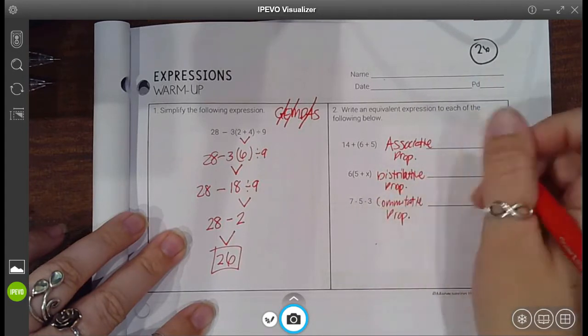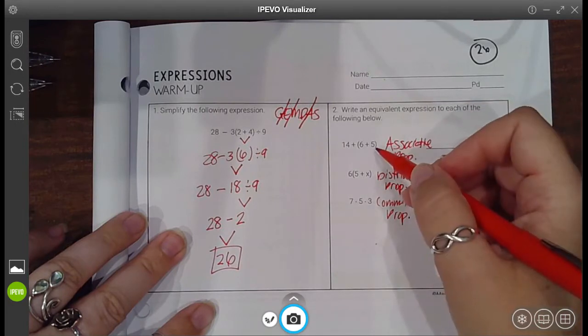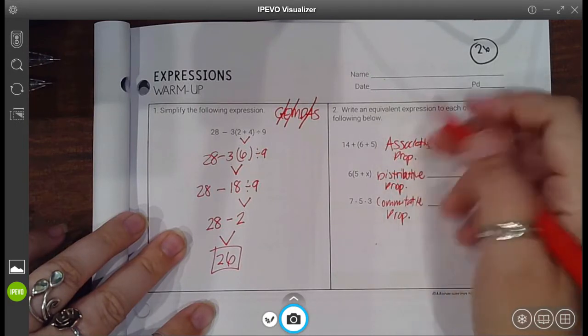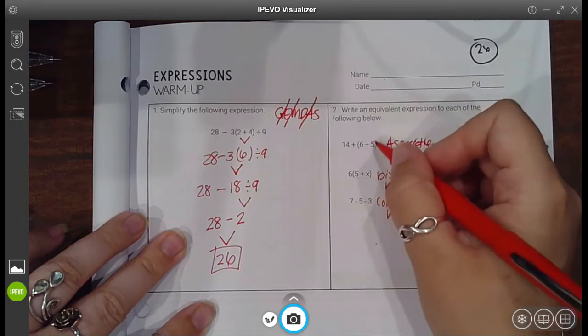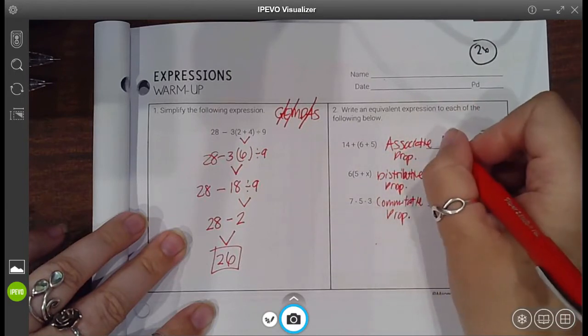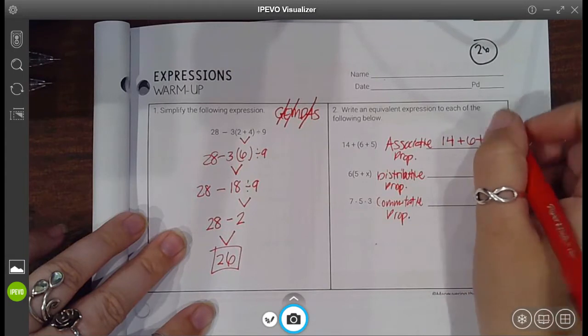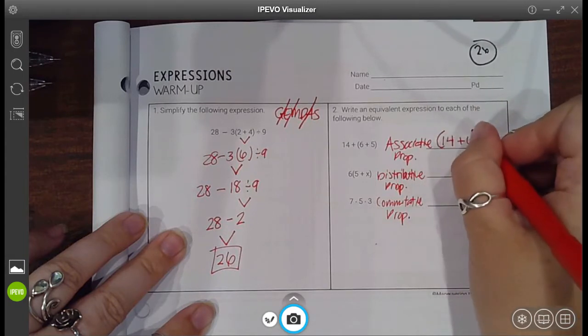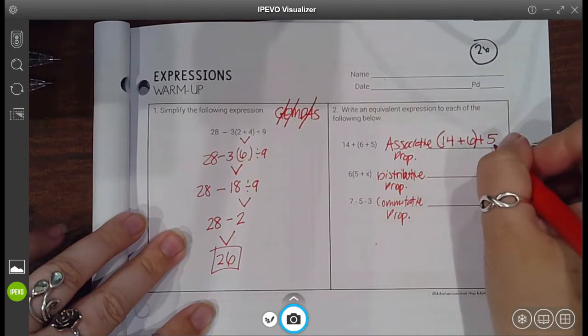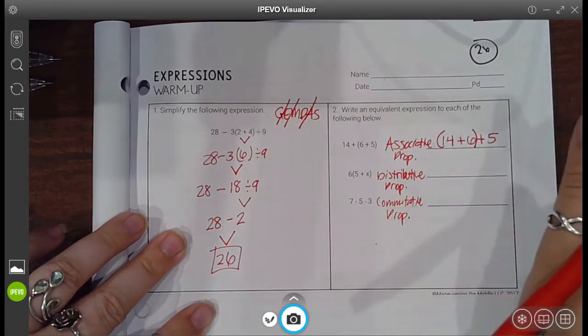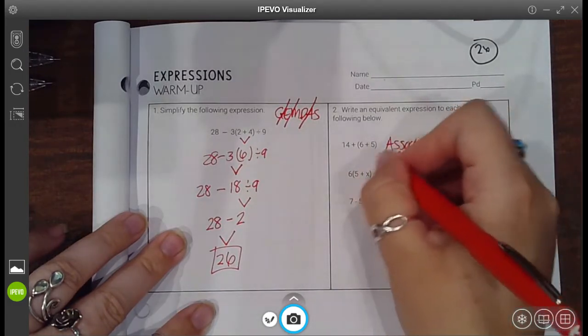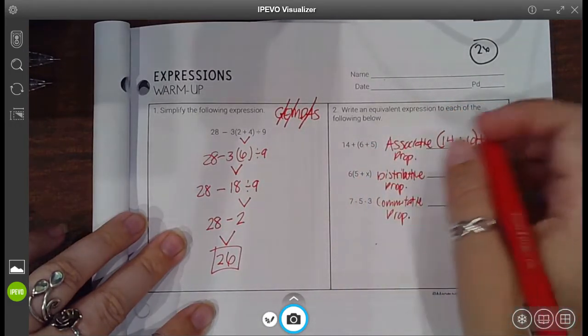Okay, so for the associative property, that means who's hanging out with who changes. So instead of having 6 hang out with 5, we still want the same order, 14, 6, and 5. That doesn't change. But now 14 is hanging out with 6 instead of hanging out with the 5. So who's associating with who changes. Think of the grouping symbols as who's associating with who.